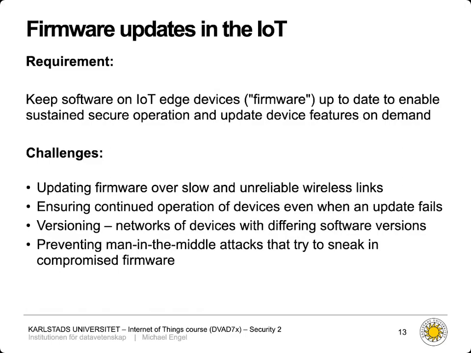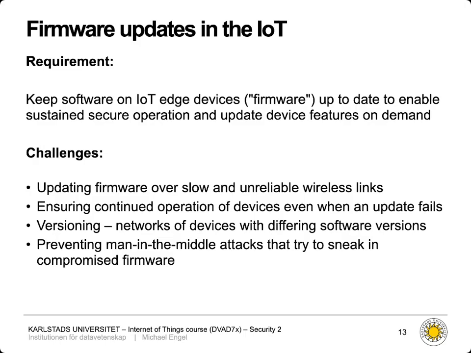So what other problems do we have? Firmware updates. In the next lecture, we'll see that firmware updates will be critical because very many devices on the IoT are delivered with firmware that has security problems. So we have a requirement to keep the software on IoT devices, the software that's on a device, which we usually call firmware, up to date.